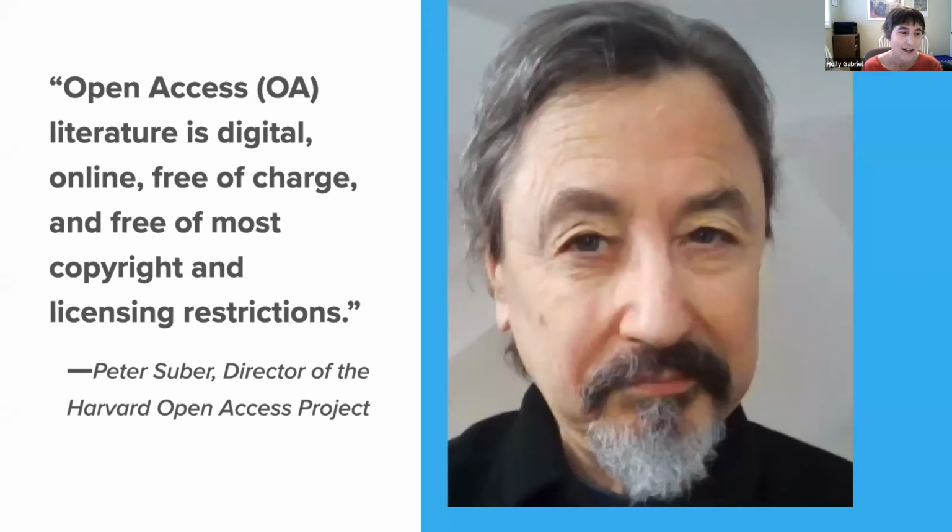So here we have Peter Suber, who gives us a definition of open access by saying open access literature is digital, online, free of charge, and free of most copyright and licensing restrictions. Peter Suber is a well-known leader in the open access movement. He's a director of the Harvard Open Access Project, and he speaks widely across the United States on open access projects. Next.